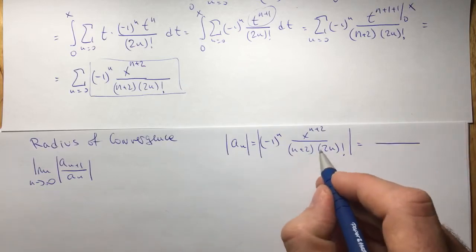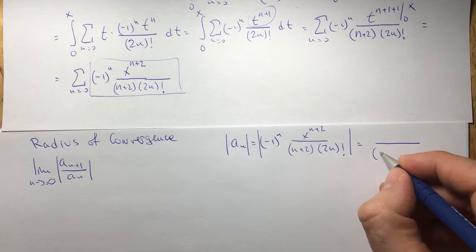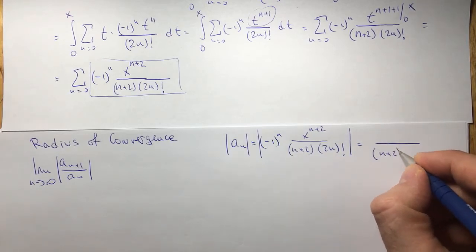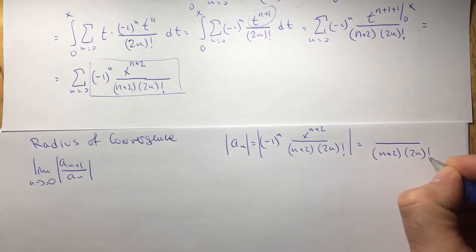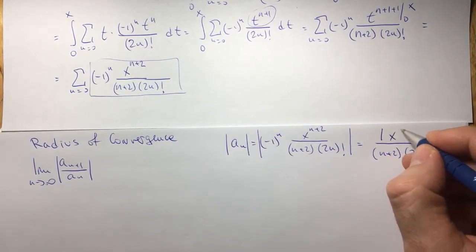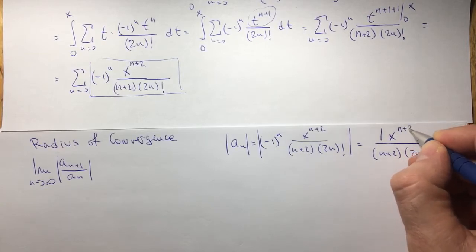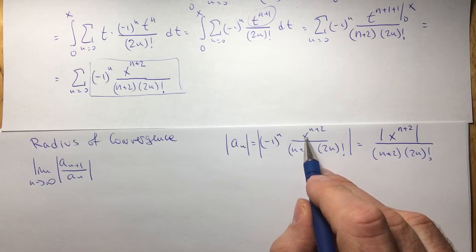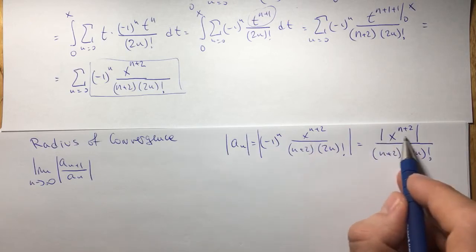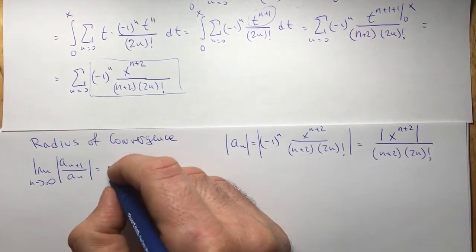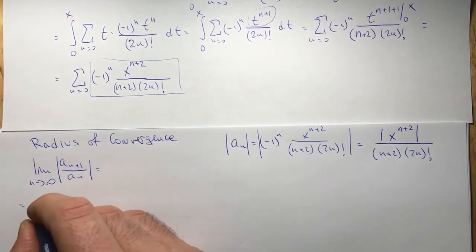So I'm left with the denominator, which is always positive because n starts from 0 going towards positive infinity: (n+2) times (2n)!. But be careful, I cannot erase the absolute value from x. x might be positive or negative, so that's why that absolute value has to stay there. Okay, so this ratio test can be rewritten now.